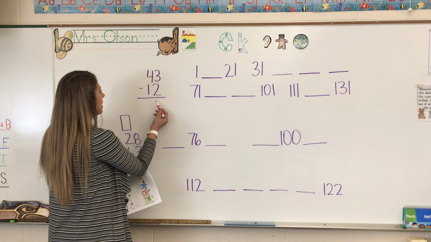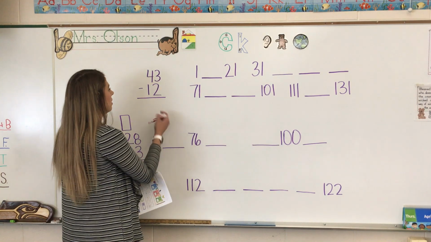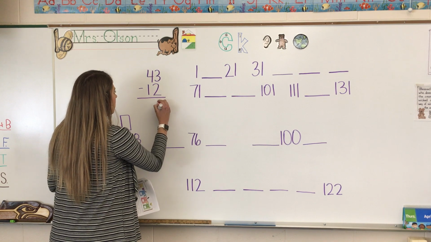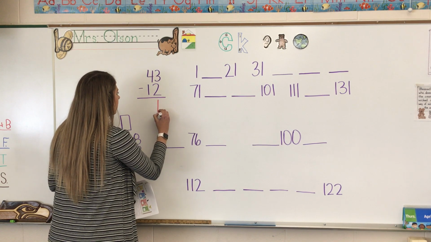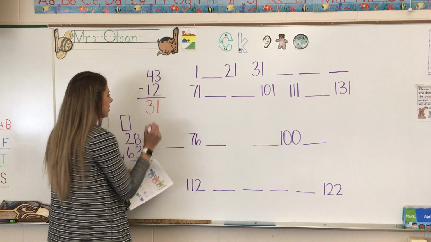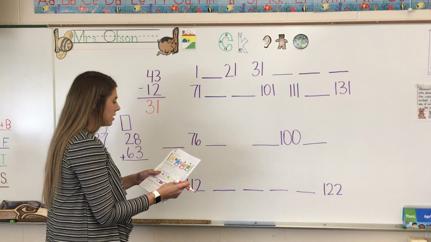So it's 43 minus 12. We know that we're always going to start in the ones column here. So we know 3 minus 2 equals 1. And 4 minus 1 equals 3. So it just gives you 3 other problems that you'll have to do by yourself.